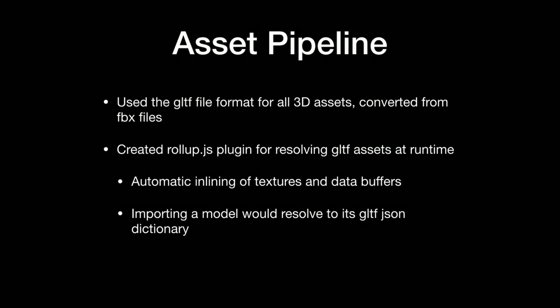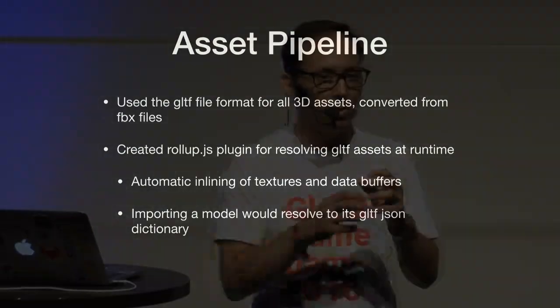So when you're actually writing the gameplay programming, you didn't have to worry about where that asset was or anything. You just say, hey, I want this 3D file. And then Rollup will actually inline all of that for you when it builds the bundle. And what you end up with at runtime is just a nice little GLTF JSON dictionary that you can toss into the three.js loader, and it works automatically.